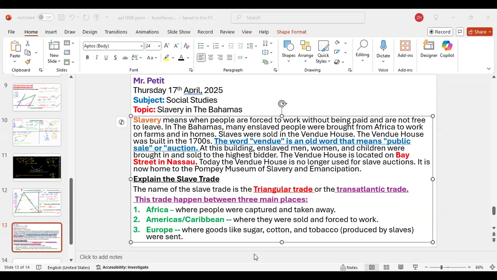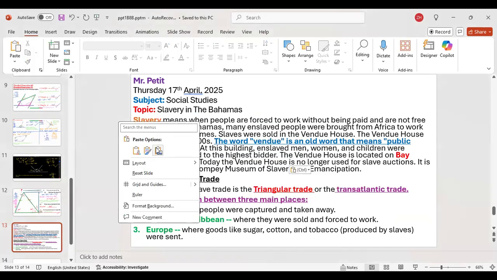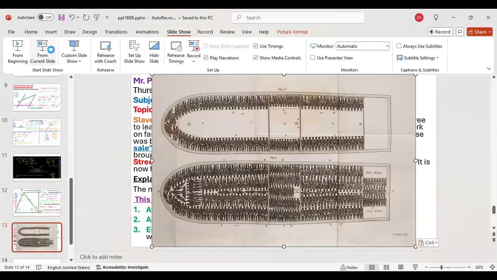Let me just show you an image of how they would stack them up together. Like a diagram. All right, so let me show you this one. This is a good image. There we go. So this is them being stacked together in the boat.